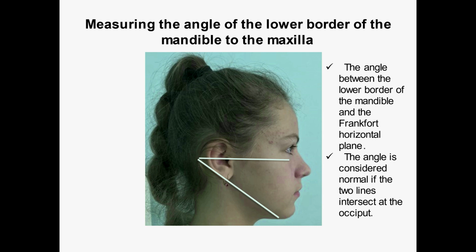Another clinical method is to assess the angle between the lower body of the mandible and the Frankfurt horizontal plane. The Frankfurt plane can be estimated clinically by palpation of the lower body of the orbit. The angle is considered normal if the two lines intersect at the occiput.